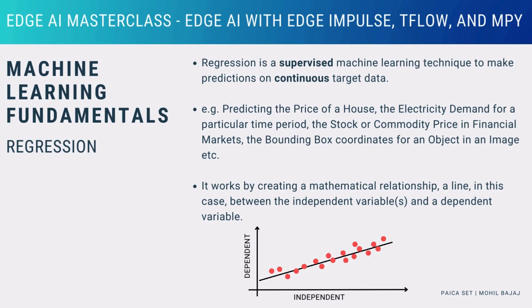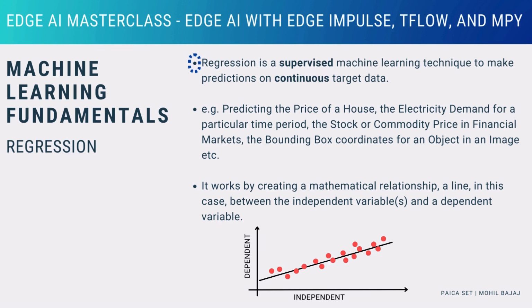In this video, we will be diving into the three fundamental concepts of machine learning: regression, classification, and clustering. Let's explore what these techniques are and understand their differences. First up, let's talk about regression.